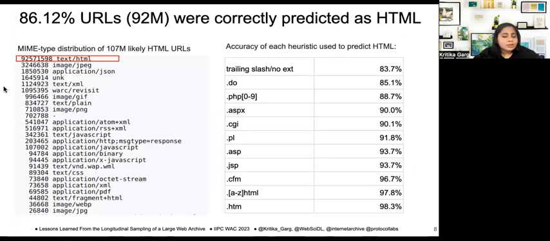So we got 92 million URLs out of 107 million, which shows that 86.12% of URLs were correctly predicted as HTML. And this table shows how well each heuristic performed. Most of them have above 90% accuracy, with .htm being the highest with 98.3% accuracy.